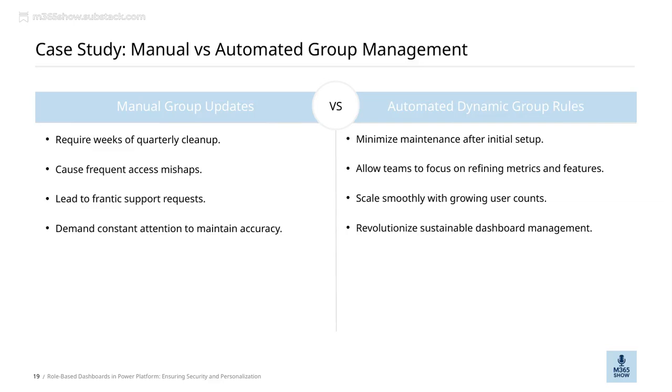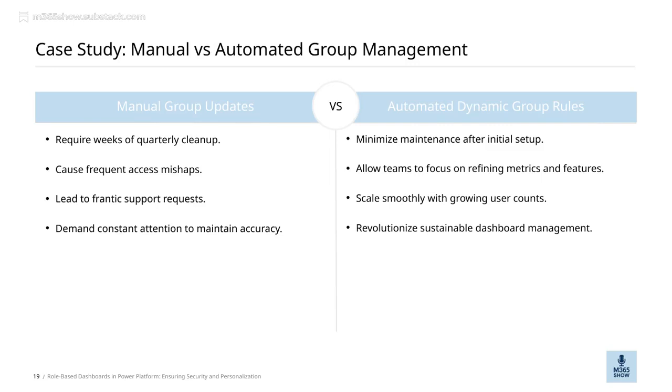Let's take a closer look at this case study, comparing manual versus automated group management. As you can see here, role-based dashboards in the Power Platform are designed to ensure both security and personalization for each user. One of the biggest advantages of automation is that it minimizes maintenance after the initial setup. Once everything is configured, teams can focus on refining their metrics and adding new features instead of constantly managing group memberships manually. This makes scaling much smoother, even as the number of users grows.